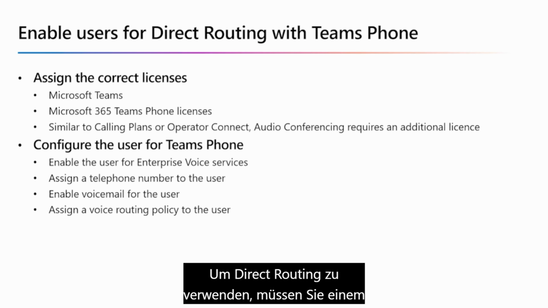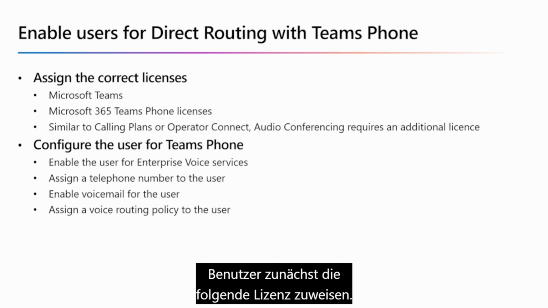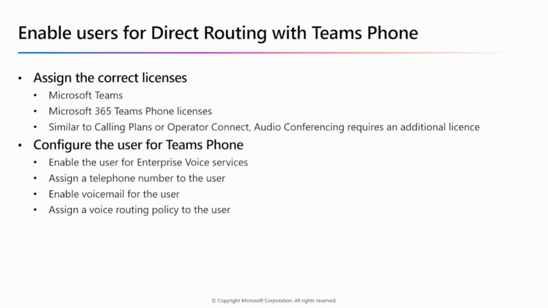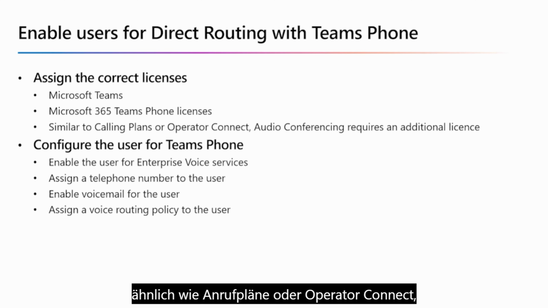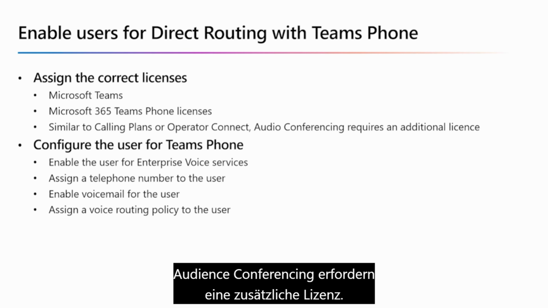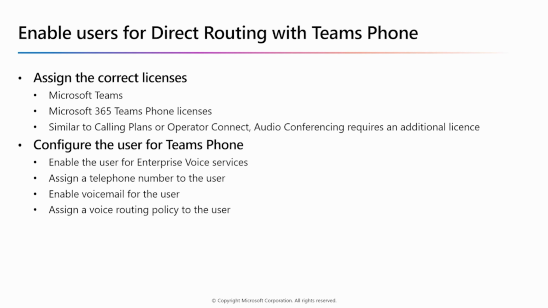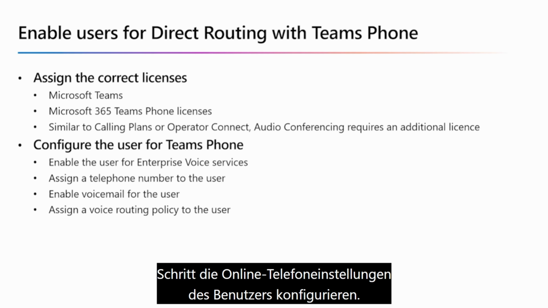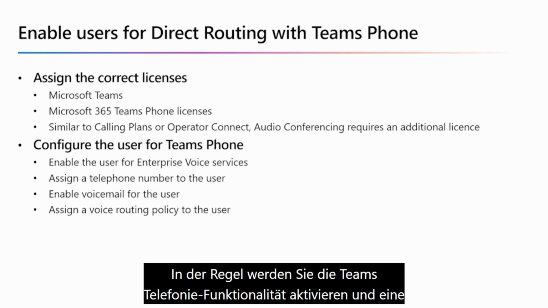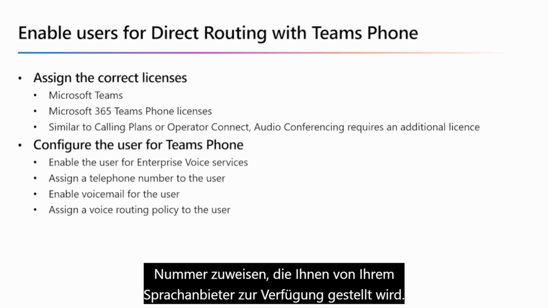To use direct routing, you will first need to assign the following licenses to a user: Microsoft Teams and Microsoft Teams Phone. Similar to calling plans or Operator Connect, audio conferencing requires an additional license. After you have assigned the correct license, the next step is to configure the user's online phone settings. You will typically enable Teams Phone functionality and assign a number available to you from your voice provider.